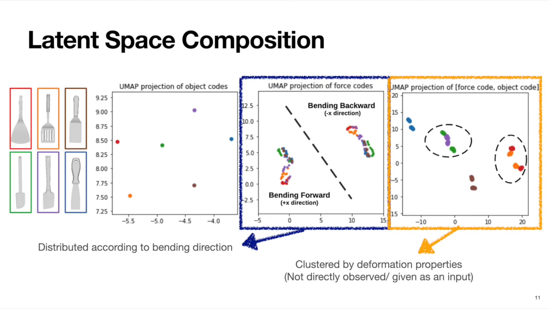Finally, we visualize these embedding spaces using UMAP projections. Object codes exhibit significant separation as in the left panel. However, as in the middle panel, force codes are distributed according to their bending direction. This suggests that the force code clusters similar deformations generalized across different objects. The right panel shows when two latent codes are concatenated. We found that the model learns to cluster latent features by deformation properties, such as stiffness, that are not directly observed or given as input.